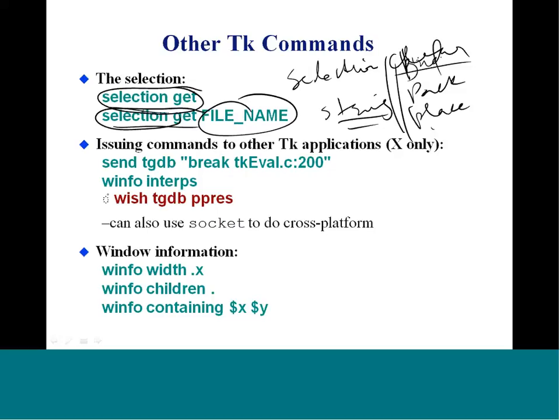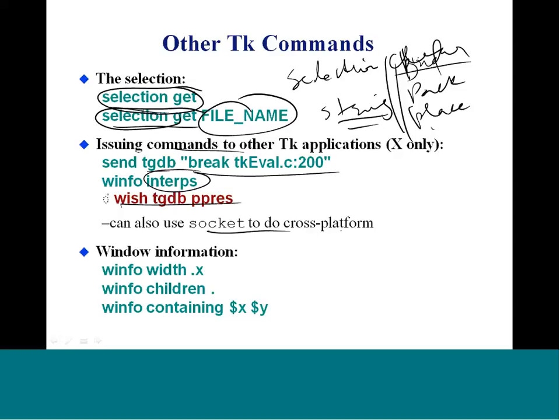Okay, and then the other one is issuing commands to other Tk applications. Here again we can send these kinds of commands: we send tgdb and then break, tk eval. This is the command that we are sending to this particular application, and then we check for the interps using the winfo command, and then we'll see what is going on in this particular Tk application. We can also use the socket to do cross-platform applications. This we saw in the previous lecture itself.